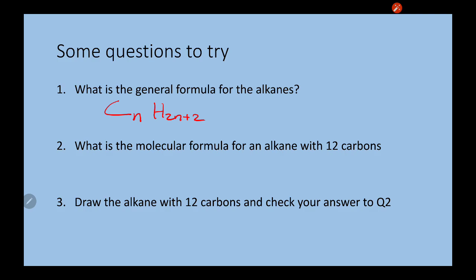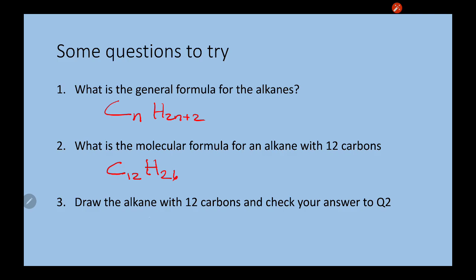What is the molecular formula for an alkane with 12 carbons? Well, we can use the general formula to work that out. We've never drawn it, but we should be able to work it out. If we've got 12 carbons, then we need C12. If we double the number of carbons and add 2, we'll get the number of hydrogens. So if we double 12, we should know that we get 24, add 2 is 26, and that would be the correct answer.